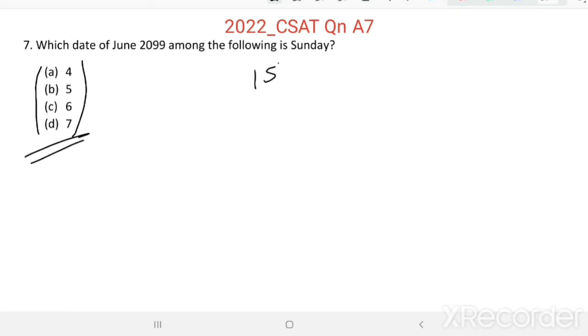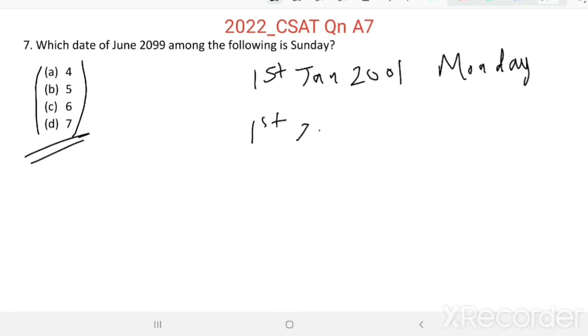We know 1st January 2001 was Monday. How did we get this? 1st January, 1st day of AD 01 was Monday. Then after every 400 years, the next day starts with Monday, because the number of odd days in these 400 years is equal to 0. In that way, we get 1st January 2001 is Monday.